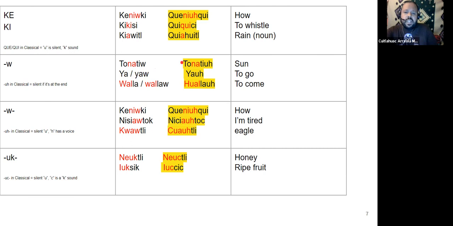So you see in classical, it's a UH. Donati, ya, wala. When you see the UH in Huasteca pronunciation, it's silent. It's also in the word, for example, tonati, a very soft aspiration, so soft that you can barely hear it.